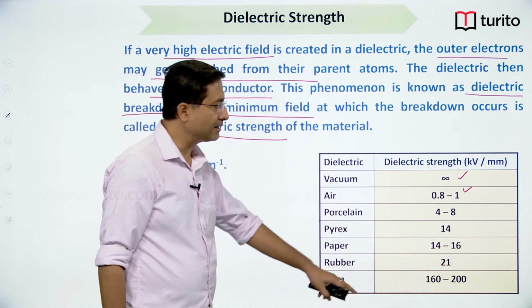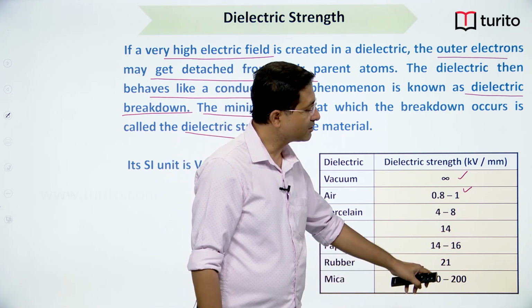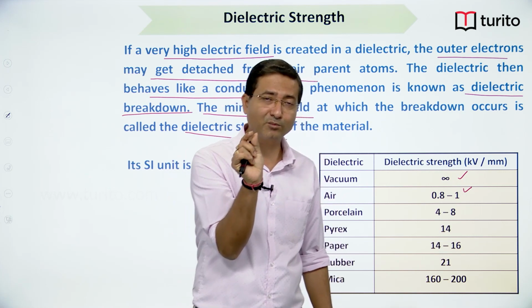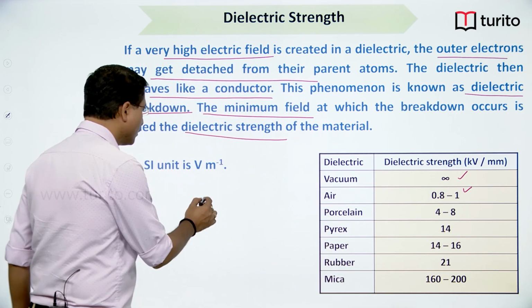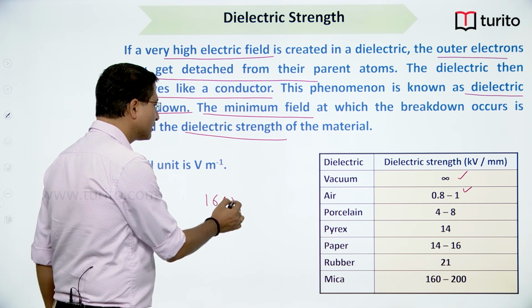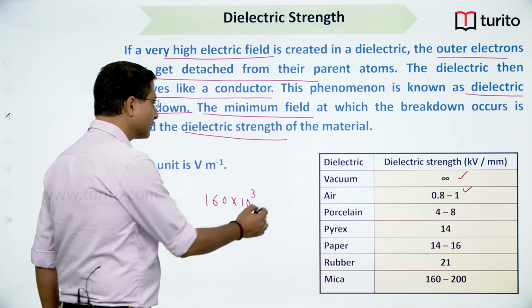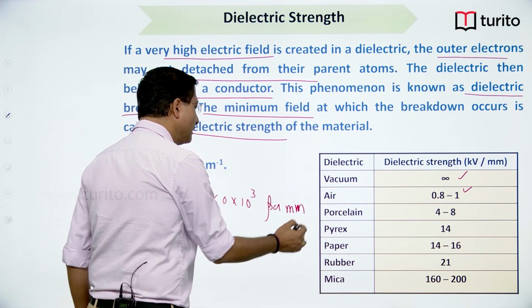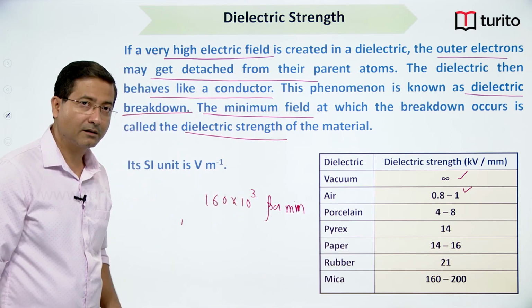Mica is coming highest among all these materials that I have written here, 160 to 200 kilovolt per millimeter. A 1 millimeter gap is very small. This much you have to apply, like 160 into 10 to the power 3 per millimeter, to make the mica conducting, right.